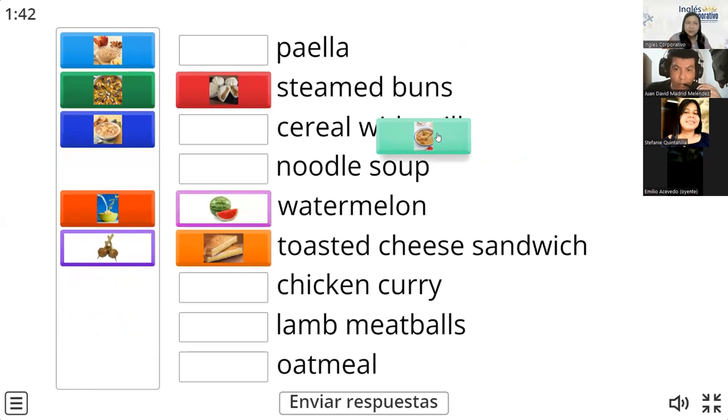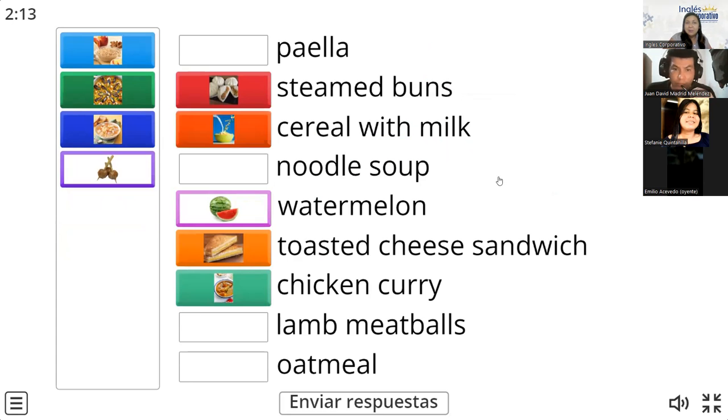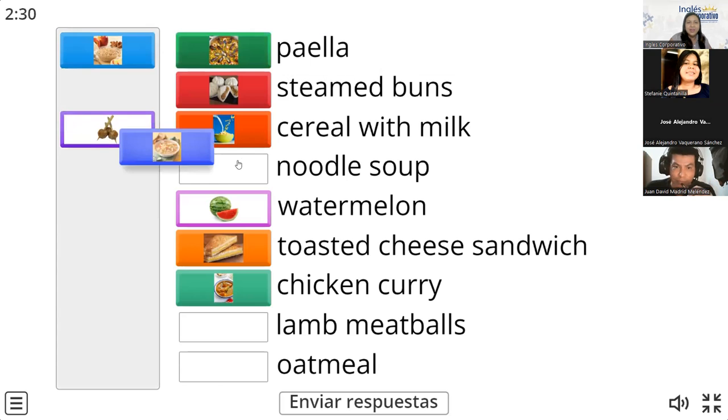Watermelon. What about this? Soup. Okay, what kind of soup? Noodle soup. Chicken curry. Yeah, it's the chicken curry. It's chicken, it's not soup. Okay. Indian food. Yeah, Indians use a lot of curry. This one? Cereal with milk. Yeah. It's David's specialty. David can cook cereal with milk very well. Just kidding, David. Okay. And this is very easy. Paella. Okay. And then we have the noodle soup.